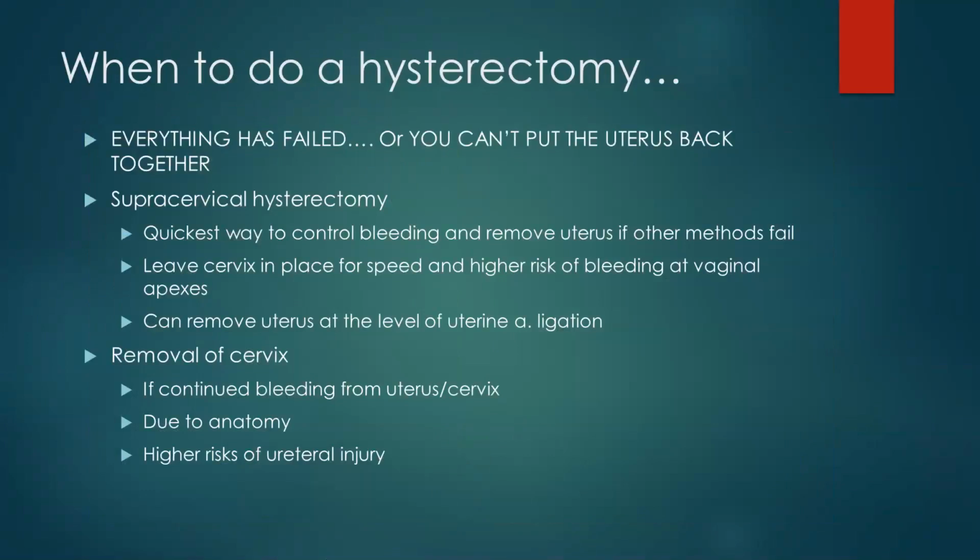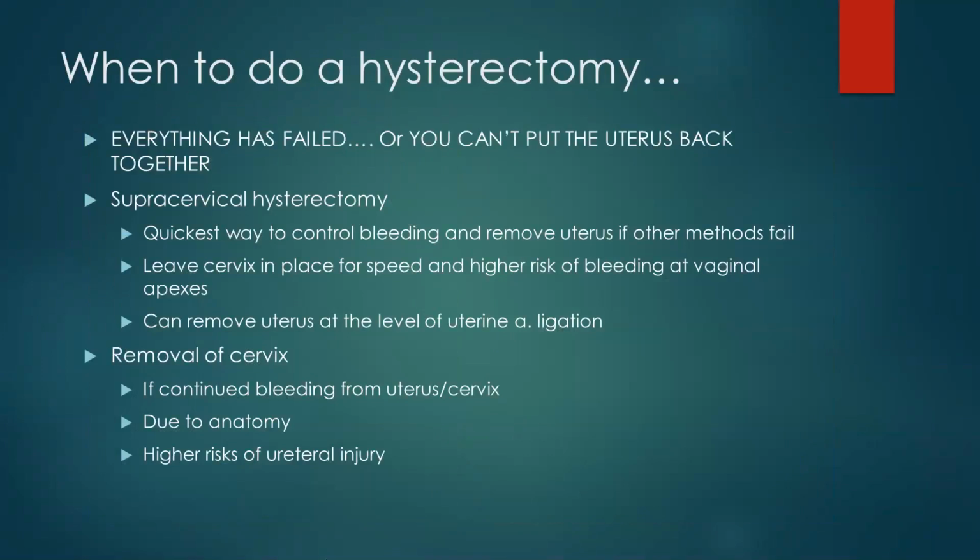So when everything has failed, you can't save the uterus, you can't put it back together. This is when you need to do a hysterectomy. The hysterectomy of choice is going to be your supracervical hysterectomy. The reason is because it's the quickest way to control your bleeding, and you remove the uterus, and it really gives you a lot more space to see where she's bleeding.